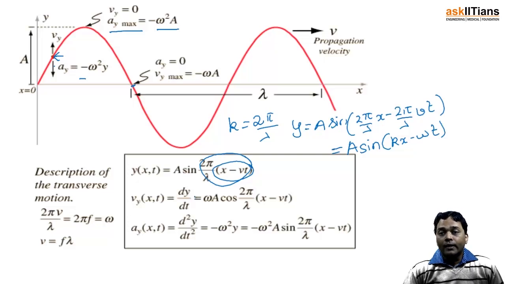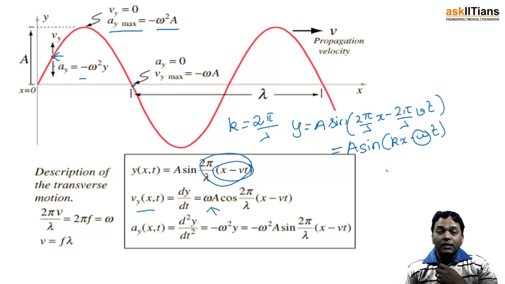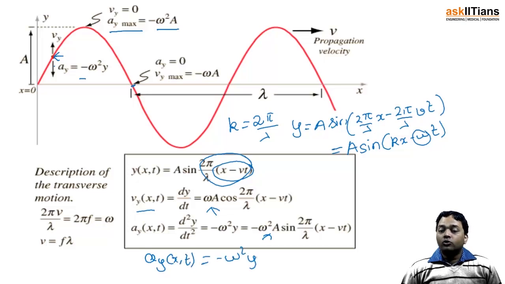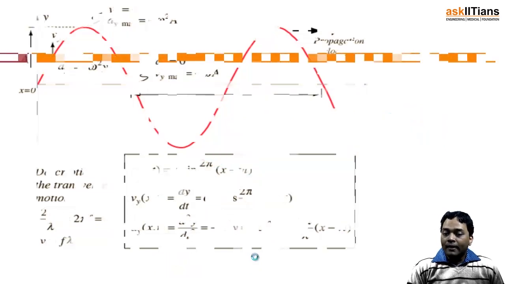Now if you try differentiating to find out the velocity, the velocity expression is going to be given by omega times A. Omega, because if you are differentiating with respect to time, the factor of omega comes out with a factor of cos, so cos of (kx minus omega t). If you differentiate it again, it's going to give you minus omega squared times this. So this gives you a_y(x, t) equals minus omega squared times y. So this is the expression of a wave. Now let's try to understand the energy.